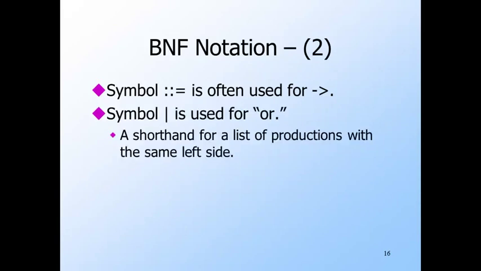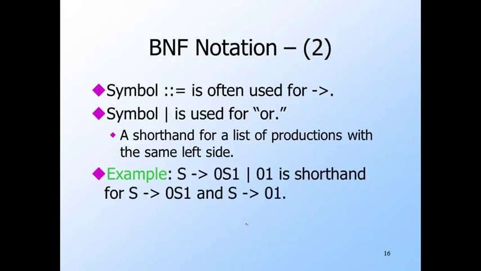In BNF we often find ::= used in productions rather than the arrow. We also find a vertical bar used to list several production bodies that have the same head. That is a useful convention that we shall use in formal grammars as well. For example, our original grammar can be written with S once on the left side and the bodies of the two S productions listed with the bar connecting them.